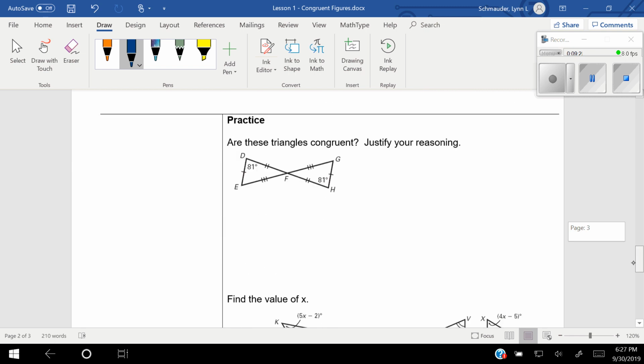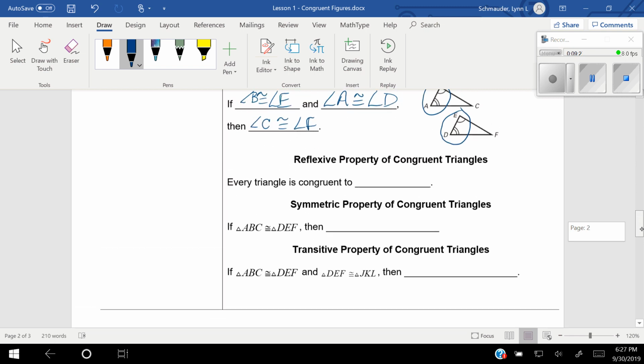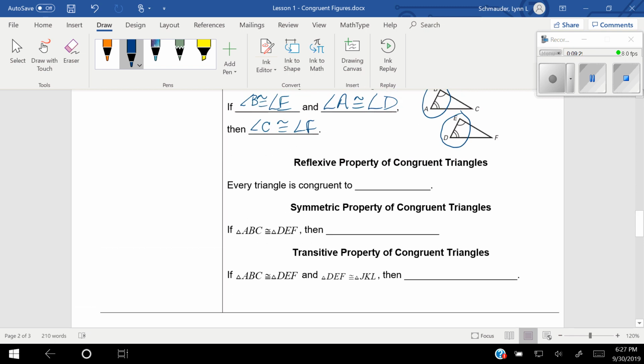Now, what do we have left? Oh, we've got the reflexive property of congruent triangles. You remember we had the reflexive property, symmetric property, transitive property of equality and congruence, and now we have these properties of triangles, not just segments, not just angles, but also of triangles. So every triangle is congruent to itself. Of course, that's the reflexive property.